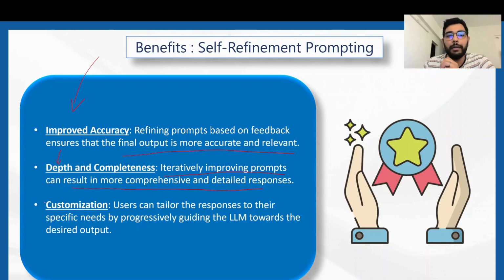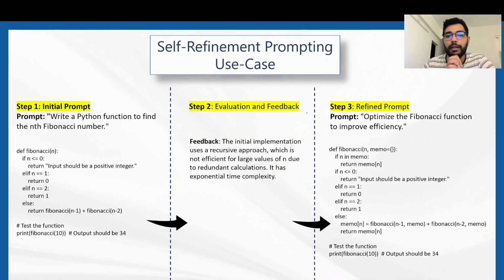The third and most important benefit of self-refinement prompting is its customization. That is, users can tailor the responses to their specific needs by progressively guiding the model towards the desired output. In the previous example, our specific need from the large language model was to optimize the Fibonacci function to improve the efficiency based on the feedback. The feedback was exponential time complexity. The user's expectation was to reduce the exponential time complexity of the initial response that the large language model gave.